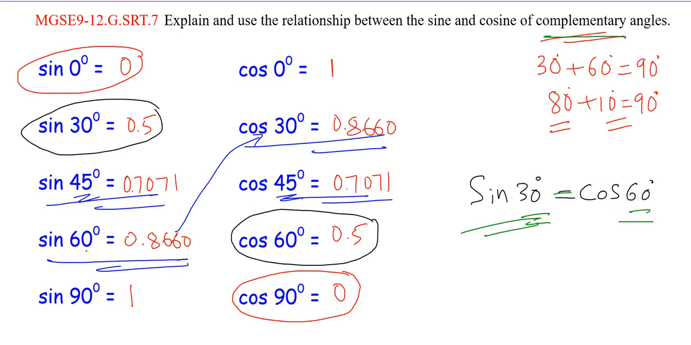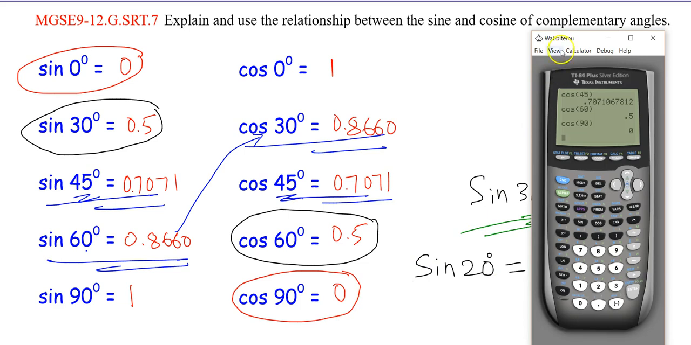Here is one more example I'll write. Let me say sine 20 degrees. The value of sine 20 degrees must be equal to the value of cosine of how much? 90 minus 20 is 70 degrees. Sine 20 degrees is the same as cosine 70.